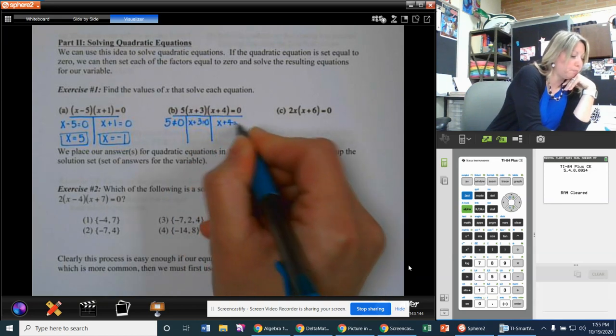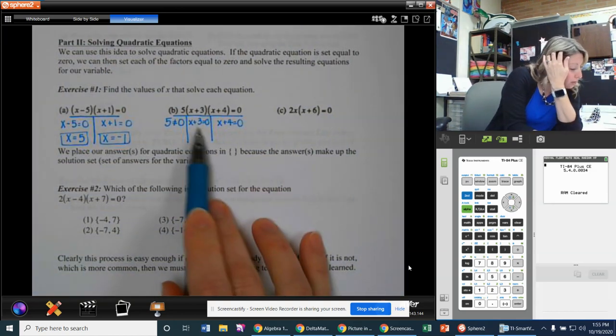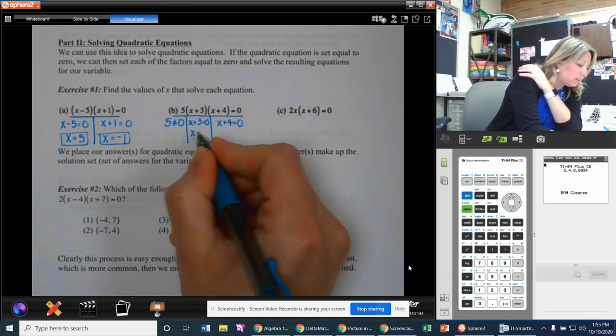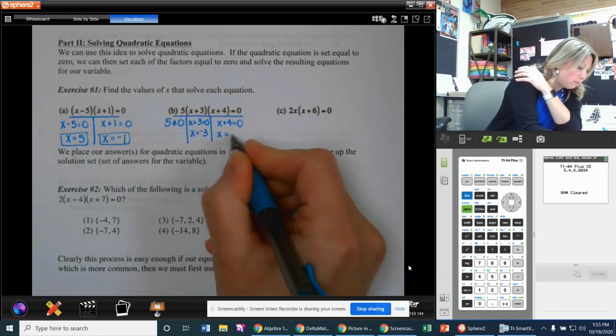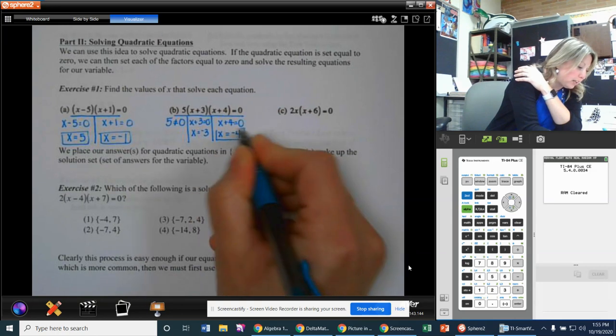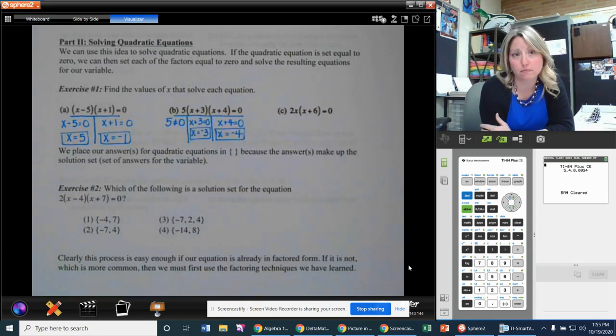There's a variable there. Okay, so now what I do is subtract 3 from both sides. I get x equals negative 3. Subtract 4 from both sides here. I get x equals negative 4. Out of my three places where I had factors, 2 of them gave me answers for x.